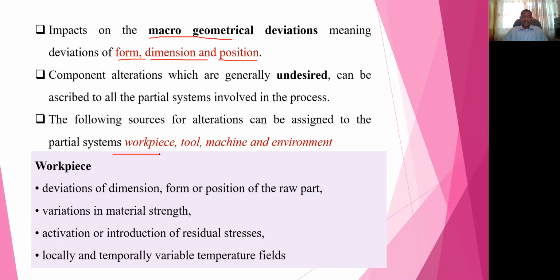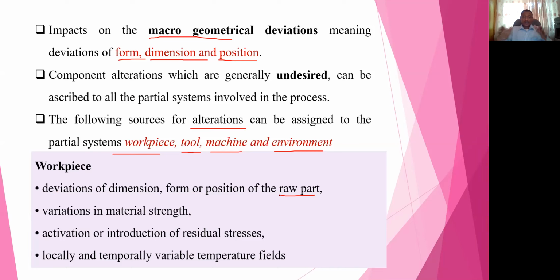The microgeometric deviations can arise from the workpiece, from the tool, machine, and environment. One by one, we will see how these alterations, which are not required, will be avoided or caused by the workpiece material, the tool material, the machine's condition, and the environment. The workpiece: the deviation of the dimension, the form, or the position of the raw part.